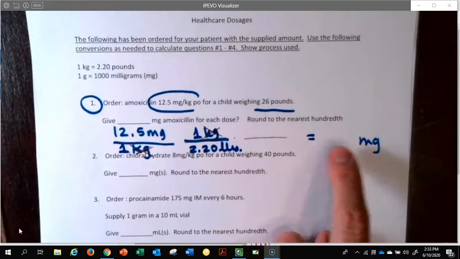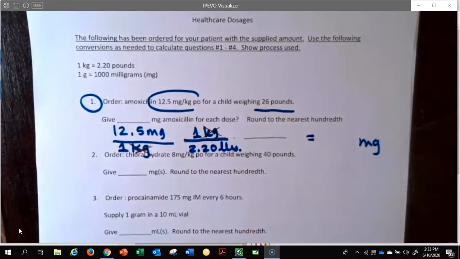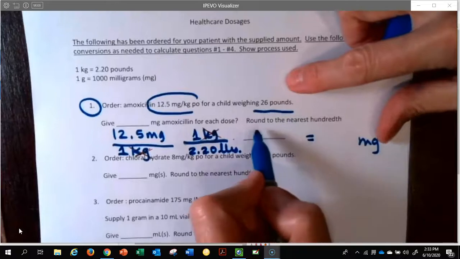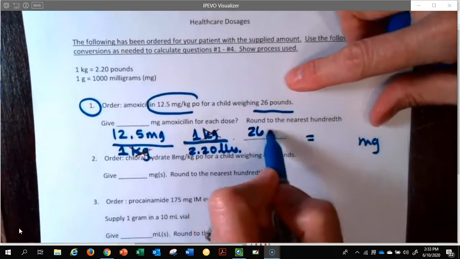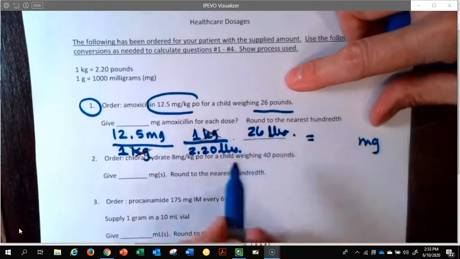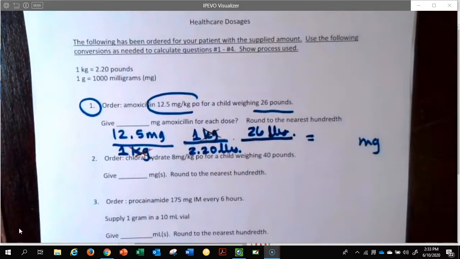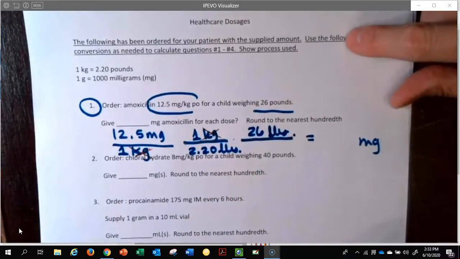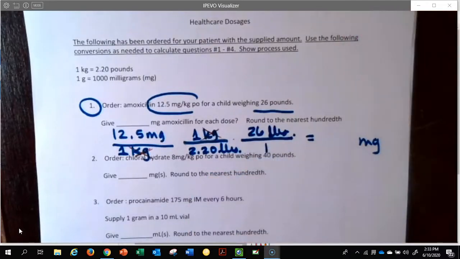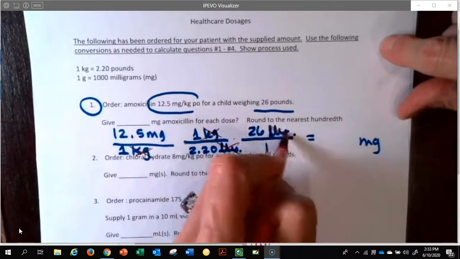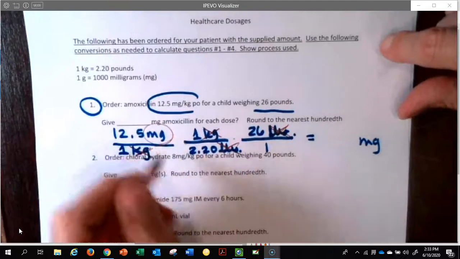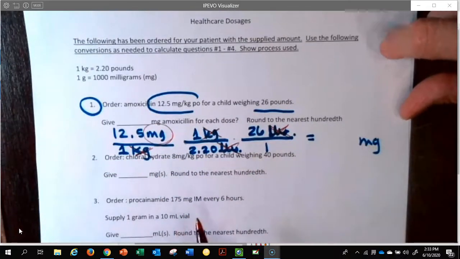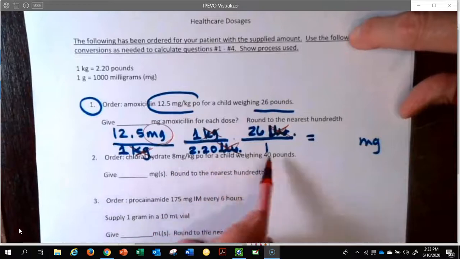They just want plain milligrams. So I've got to do something to kill the pounds. Well, they told us the child weighs 26 pounds. So let me do 26 pounds, per, and if I need to write something down, I can say per child, per 1 child, or I can just put it over 1. It's very legal to put a number over 1. And when I do that, my pounds are going to disappear, and then all I have left are my milligrams. And through dimensional analysis, I am able to get what I need.